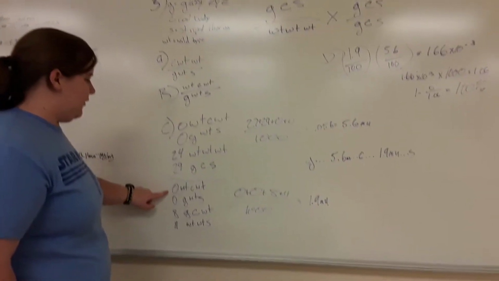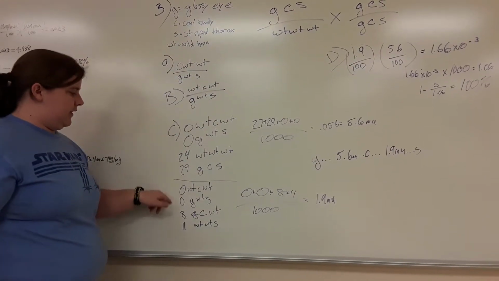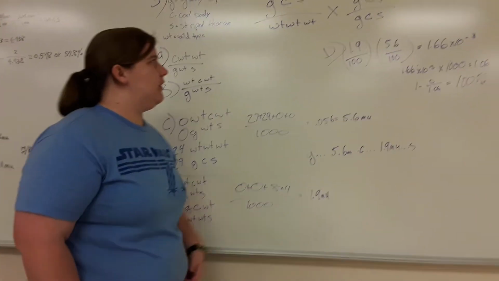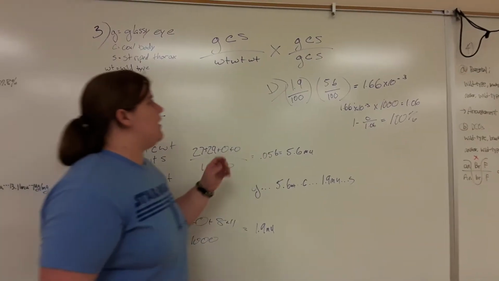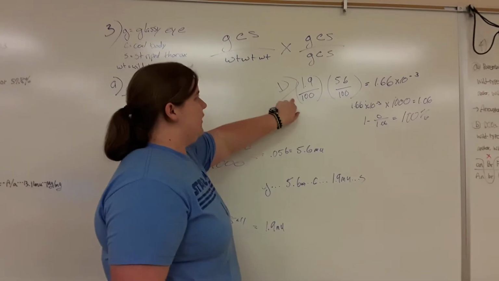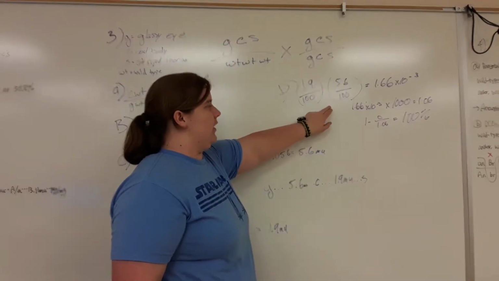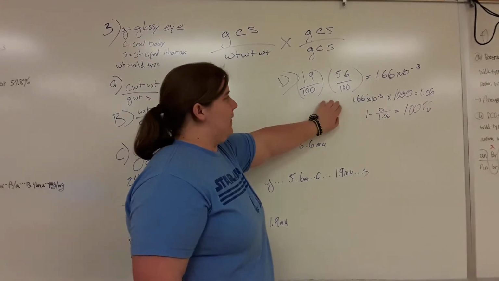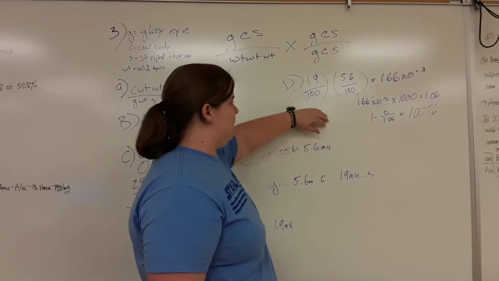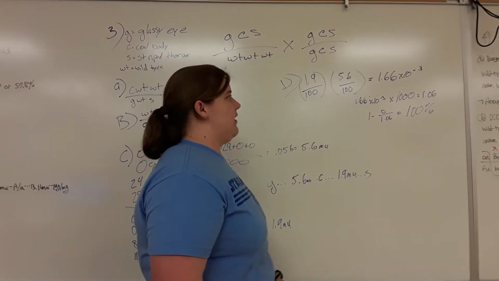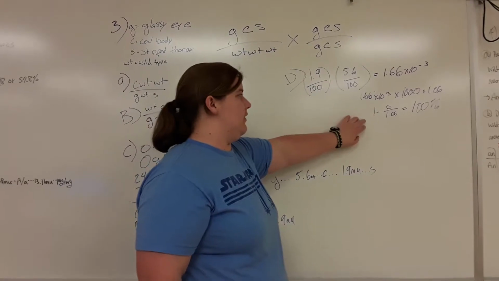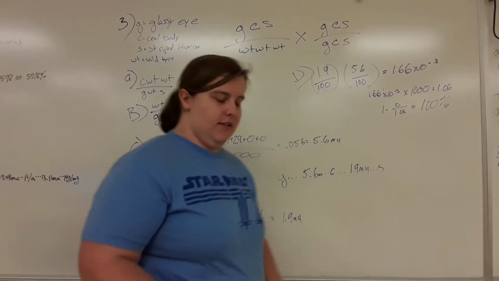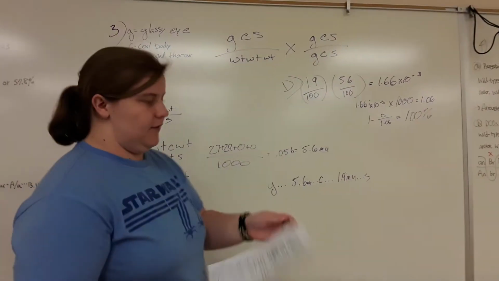And then for the second half, the same thing. You get 8 and 11, which is going to be 1.9 MU. And then for D, you take the 1.9 divided by 100 times 5.6 divided by 100, which equals 1.06 times 10 to the negative 3. And then you multiply that by the population, which is 1,000, you get 1.06, and then do the 1 minus 0 over 1.06, which is 100%, is going to be the interference value.